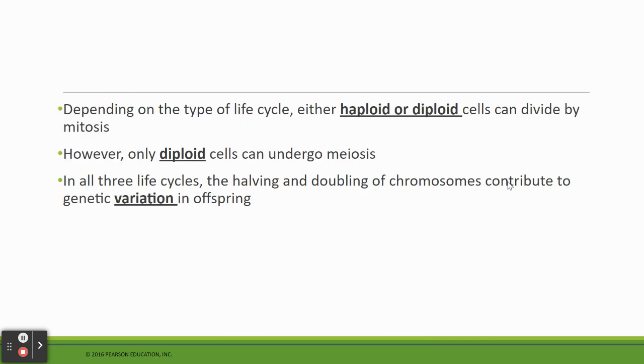Okay, so depending on the type of life cycle, either haploid or diploid cells can divide by mitosis. It depends on where they're at in the cycle. However, only diploid cells can undergo meiosis. So 2N, only diploid 2N cells can do meiosis. In all the three life cycles we talked about, the halving and doubling of chromosomes is what's going to help us get genetic variation in offspring. This is one of the keys for genetic variation.